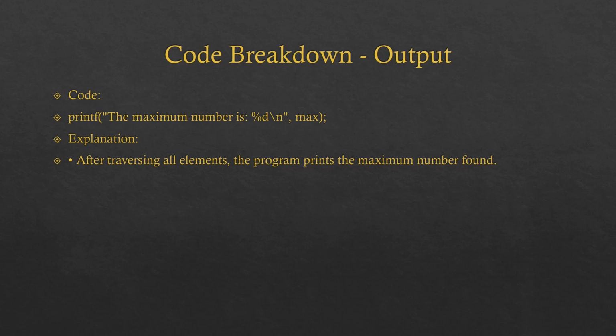Finally, after all comparisons, the program prints out the maximum value found in the array. This is done using a simple printf statement, displaying the result to the user. At this point, the program has successfully identified the largest number in the array using pointers.